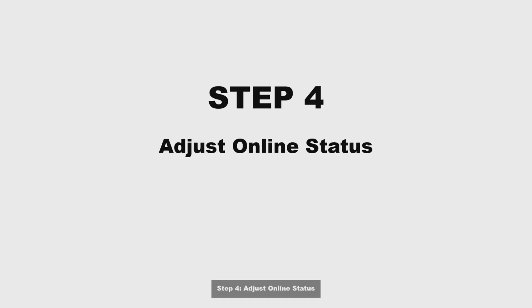Step 4. Adjust online status. Within the privacy settings, look for an option related to online status or visibility. Here, you can toggle the setting to hide your online status from other users.